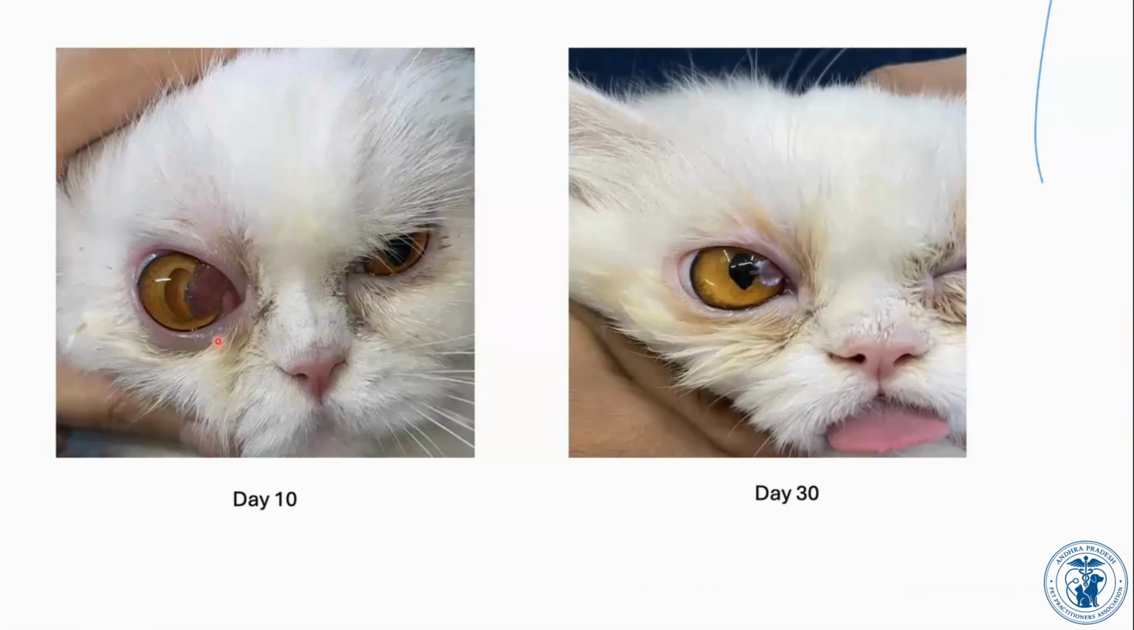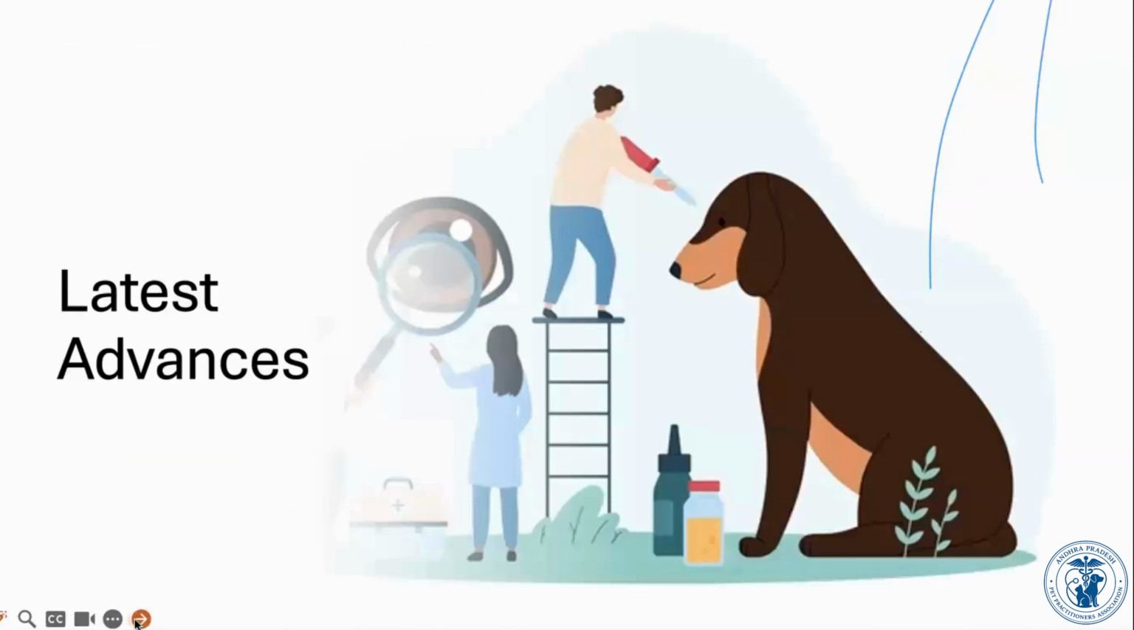So this was day 10 and this was day 30. In corneal sequestrum also, cats will show all signs of corneal ulcers, like discomfort, pain, squinting, a lot of watery discharge, all those things. After surgery, the cat was doing pretty well.